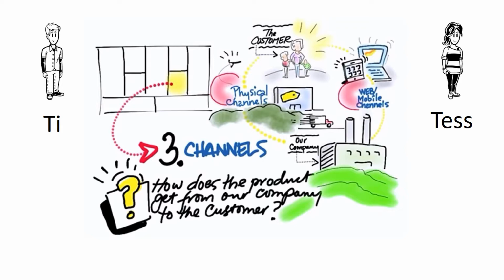And so distribution channels, the first question you want to ask is, how will I be selling and how will I be distributing my products? Are they through physical channels or are they web mobile? Or given today, almost every physical channel also has a web presence. What is the relationship of how your product gets from your company to the customers?